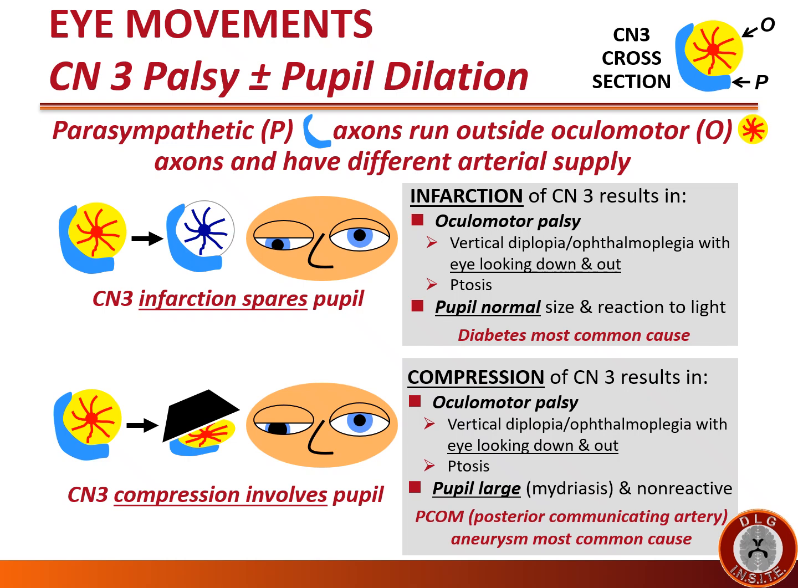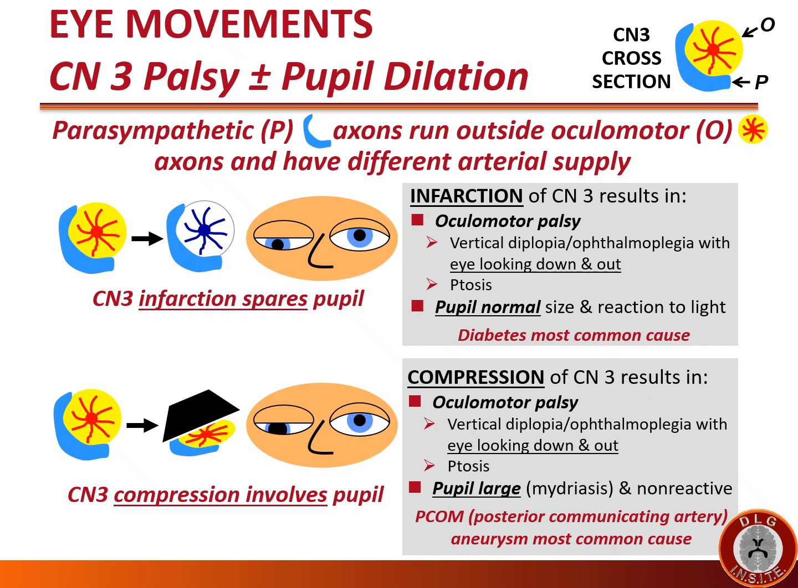So in general, infarction of cranial nerve 3 results in oculomotor palsy without involving the pupil. So the patient has vertical diplopia, ophthalmoplegia, and the eye looks down and out. And there's ptosis, but the pupil is normal, both in size and reaction to light. The most common cause of infarction of cranial nerve 3 is diabetes, a diabetic third it is called. Diabetic third spares the pupil. CN3 infarctions spare the pupil.